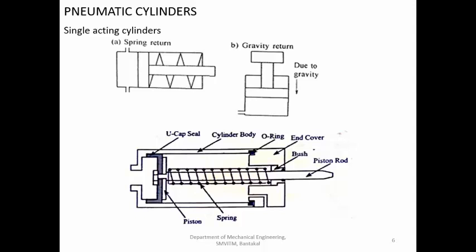Now the second one is the gravity return. It is used only in the vertical position most of the time, or in an inclined position. So gravity return cannot be used in the horizontal position. In this case, what happens? You have the port, you supply the fluid, and because of the pressure, the load is lifted upwards. Once you have completed the task and you want to lower the load, you just have to open the port. Whatever fluid is there escapes, and the load goes down. The construction of a single acting cylinder is the same for both hydraulic and pneumatic systems.